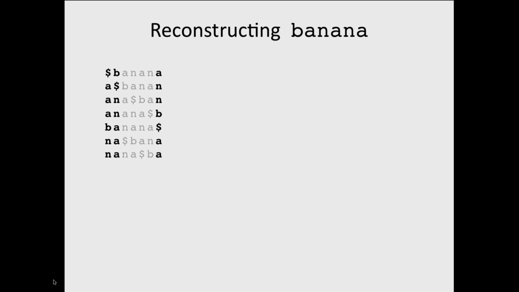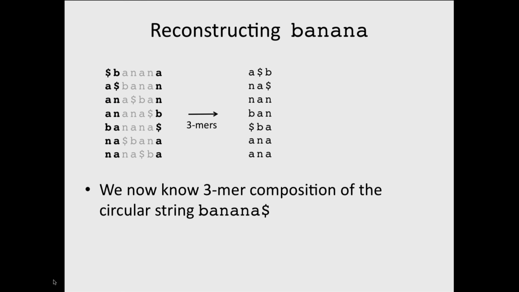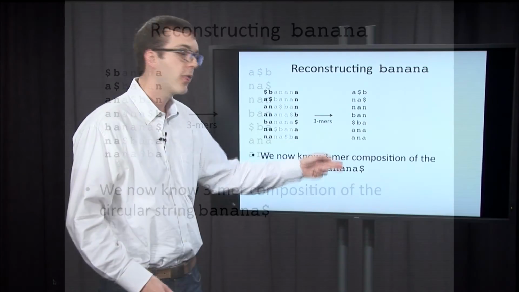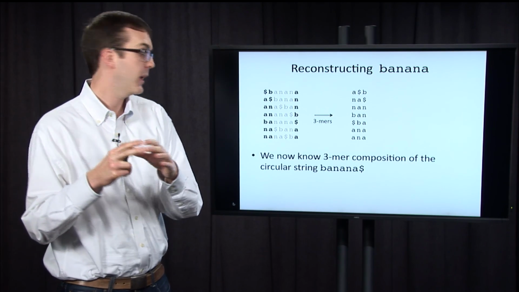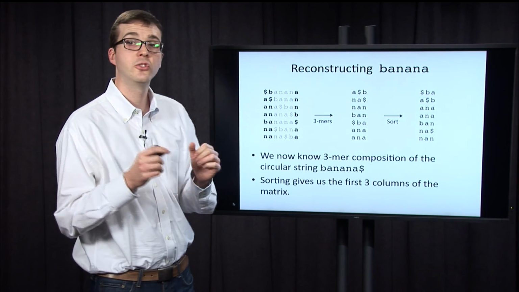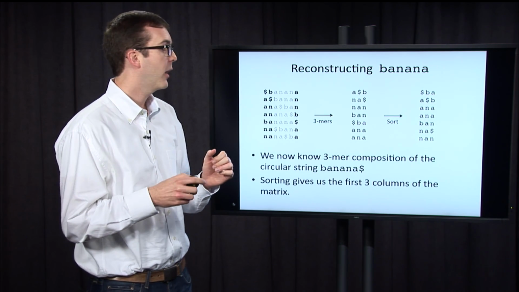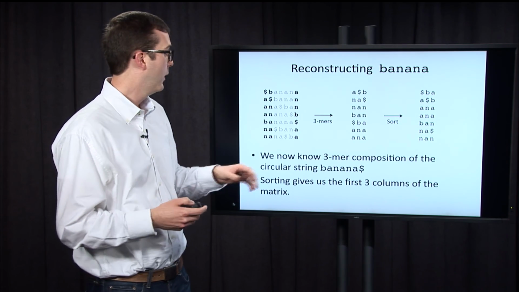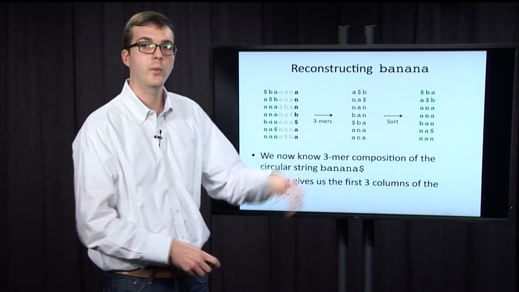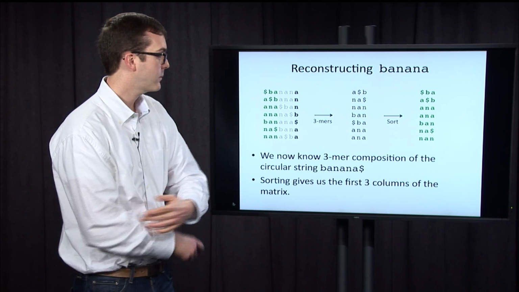Now we've got 3 columns. Okay, can we get a 4th? And so we apply this exact same idea. So we say A must occur directly before $B in the cyclic rotation, so that gives us A$B. N must occur directly before a $, so we know that one of the 3-mers is NA$, and so on. So we get the 3-mer composition of a circular string banana. And then we can sort that 3-mer composition to get a collection of 3-mers. Because they're sorted, we know that they must correspond to the first 3 columns of the Burrows-Wheeler matrix.